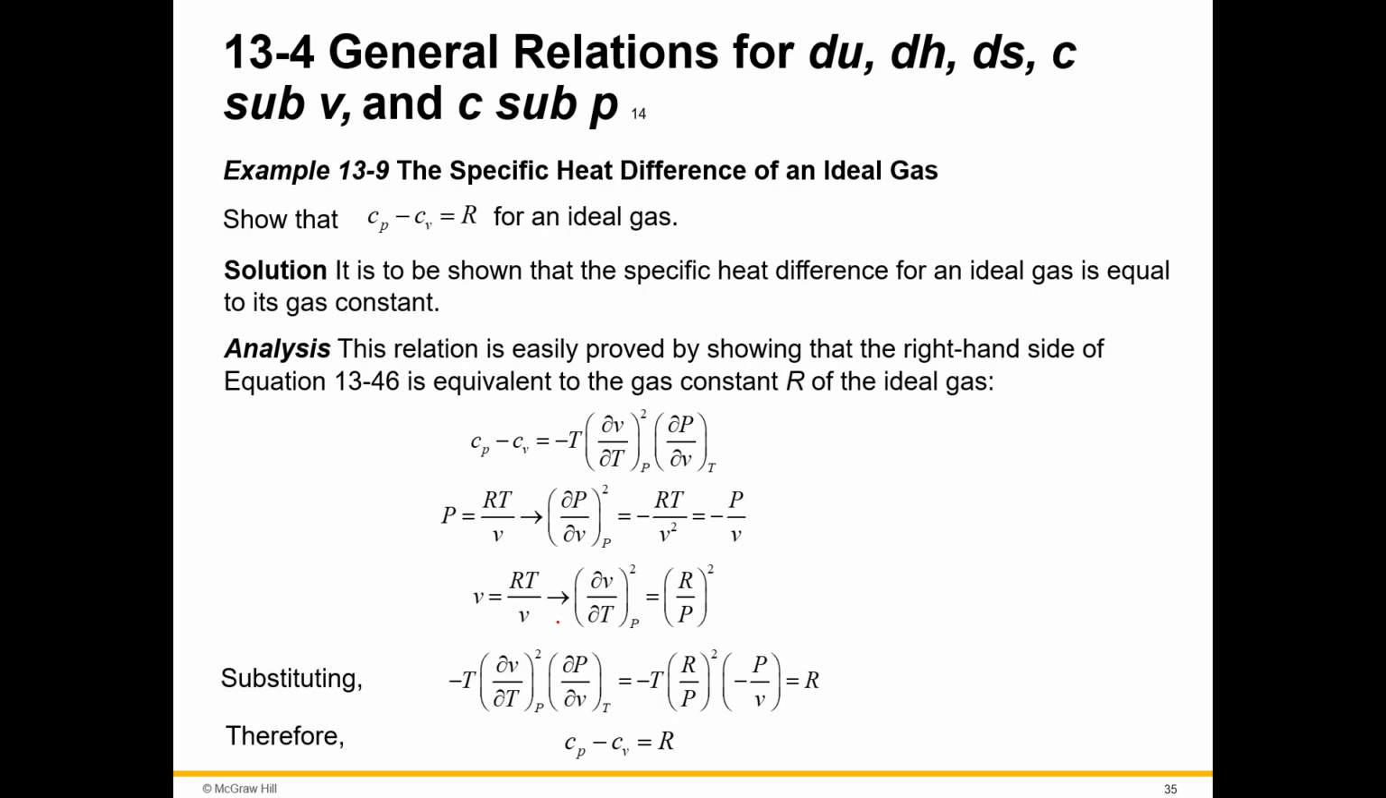And then here's another example and another solution and how you would analyze that. And this just shows you that Cp minus Cv equals R if you needed to know how everything went into that. And that R is the gas constant of the ideal gas. So that's how we would get that.